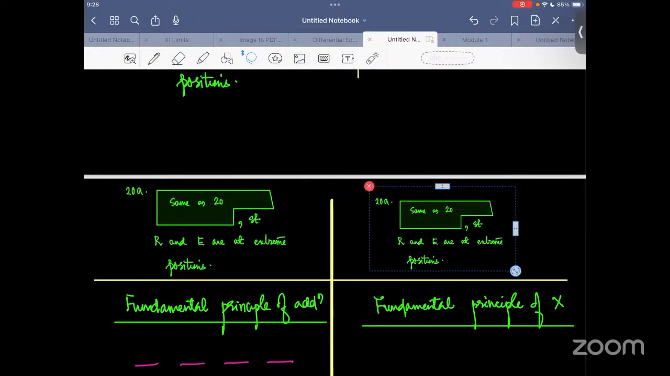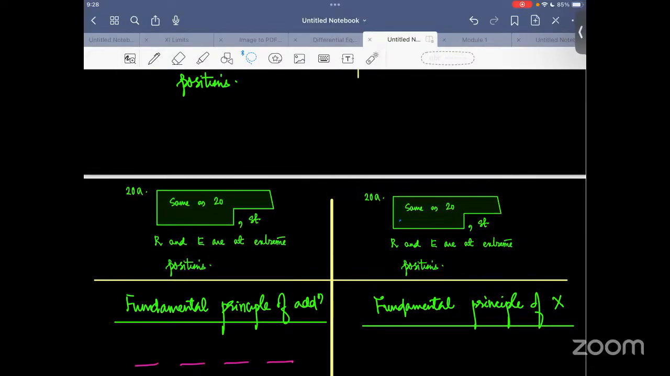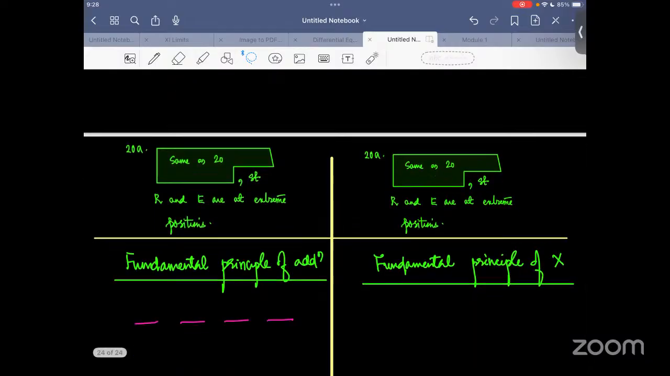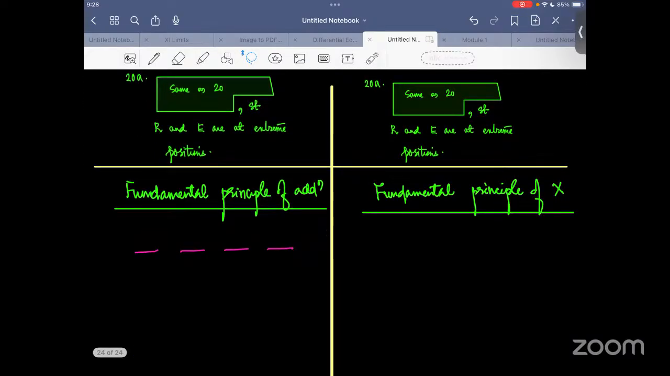Although we can do question number 21 by this method also, both methods work, the question logic was different. R and E are at the extreme positions. So when R and E are at the extreme positions, I want to use the fundamental principle of addition. I will allocate R here, and I will allocate E here, because if R comes here, two places, two people. That means there won't be any remaining cases.